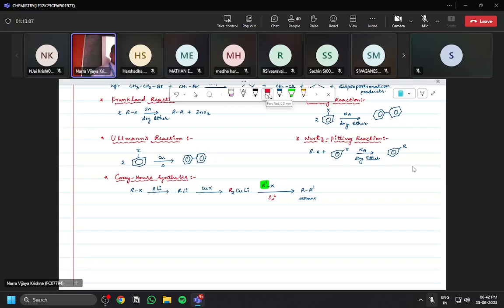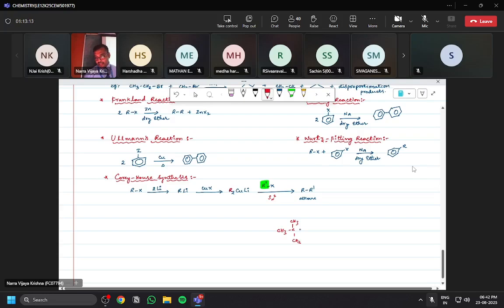Reason: crowding. If it is a tertiary alkyl halide, how will R minus go and attack? Not possible, because crowding is there. So in case of tertiary, you will get alkenes. In case of tertiary, that R minus will behave as a base. This R minus will go and take H plus, then this bond will shift here, X will be lost. So we will get alkene.